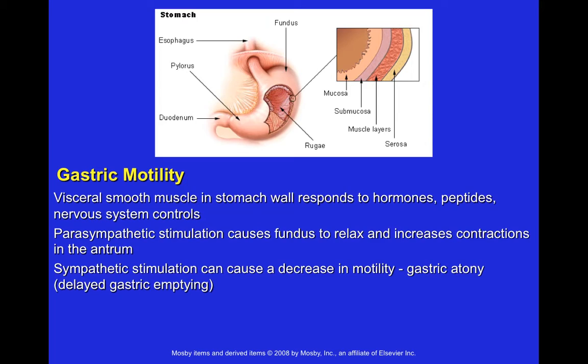So overall, the visceral smooth muscle in the stomach wall responds to hormones, peptides, and nervous system controls. Parasympathetic stimulation causes the fundus to relax and increases contractions in the antrum of the stomach. Sympathetic stimulation can cause a decrease in motility, also called gastric atony. Okay, so that means that it stops emptying. So peristalsis is slowed down, and the foodstuffs, once past the stomach, called chyme, C-H-Y-M-E, no longer is emptying at the appropriate rate into the duodenum.